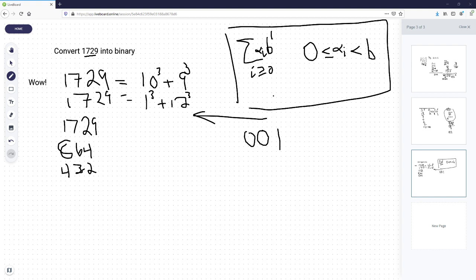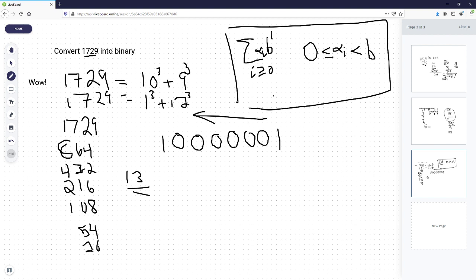Divide by 2. That should be what? 216, right? Another 0. Divide by 2. 108. Another 0. Divide by 2. Finally, 54. Wonderful. Another 0. Divide by 2. 26. Yet another 0. Divide by 2. Finally, we get to 13.